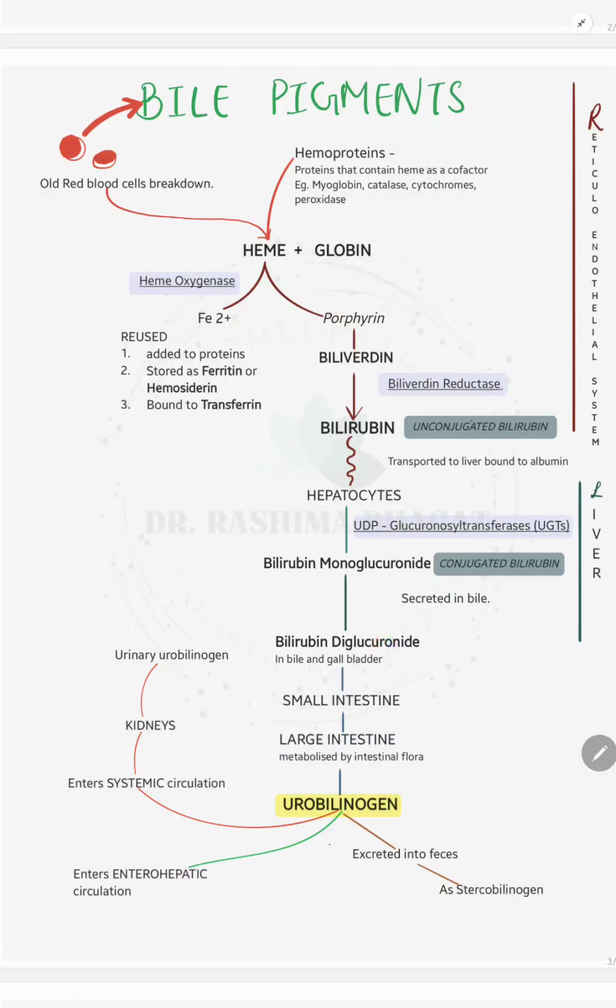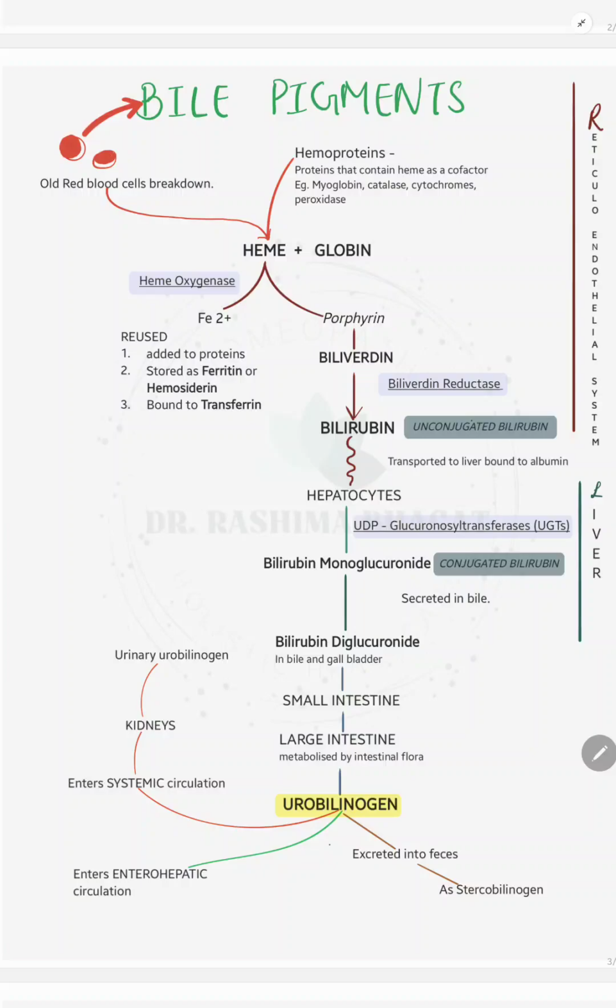This is then further carried into the bile, and from there it is carried into the small intestine. From the small intestine, it is carried into the large intestine, where it meets the bacteria present in the large intestine. This bacteria then breaks down this bilirubin diglucuronide and produces something known as urobilinogen. Now, urobilinogen is the end product of all of this that we have studied, from the breakdown of RBCs, breakdown of hemoproteins, and from the metabolism of bilirubin diglucuronide.